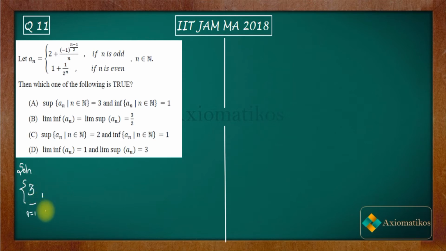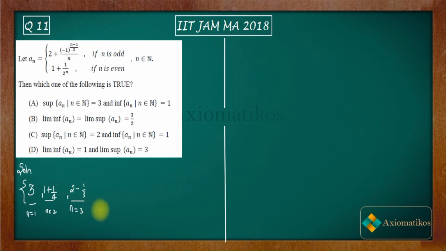Now when n is 2, it's an even number. So it will be 1 plus 1 by 2 squared, that is 1 plus 1 by 4. After this, when n is 3, you have to use this one. So you will get 3 minus 1, that's 2, 2 by 2 is 1. So you will get 2 minus 1 by 3.